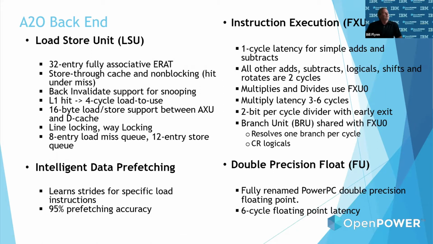L1 hit was a 4-cycle load to use, with 16-byte load store support for the accelerators and Dcache, software line locking and way locking, with an 8-entry load miss queue and a 12-entry store queue. The store queue is a big difference from A2I since that did not even have a store queue. It sent everything right out to the A2L2 bus.